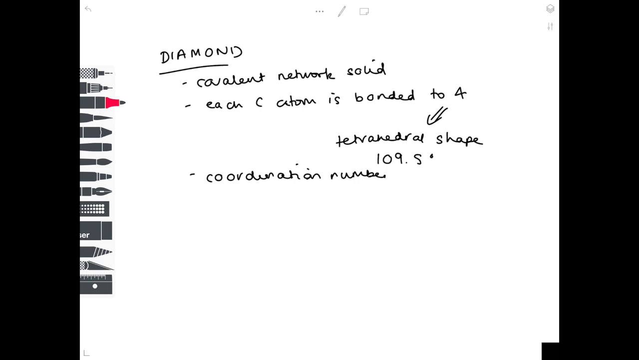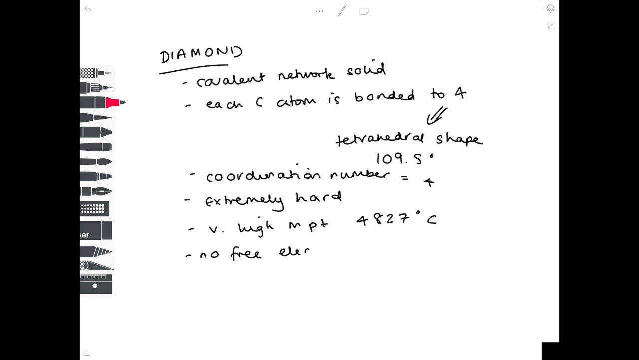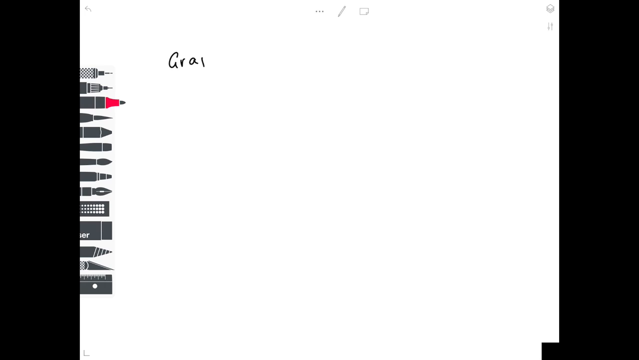Now, diamond is famous because obviously it's very shiny. It's also extremely hard, and it's actually the hardest substance known to man or woman for that matter. And that's due to this coordination number of four. So these covalent bonds are interlocked, creating an incredibly hard surface. And this explains its use as a drill or a polishing tool. It has a very high melting point, 4,827 degrees Celsius, and notice that that coordination number four means that there are no free or delocalized electrons, explaining why diamond can't conduct electricity. It's also insoluble in common solvents. Next up, graphene, which again is a covalent network solid.